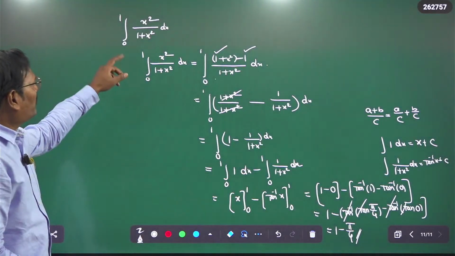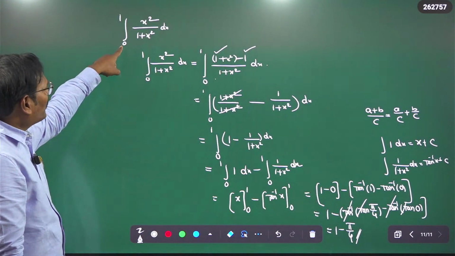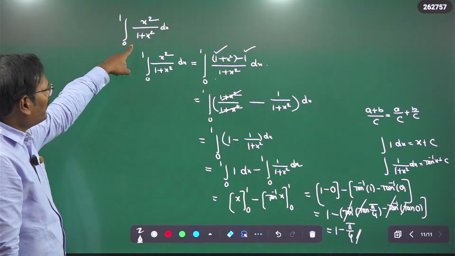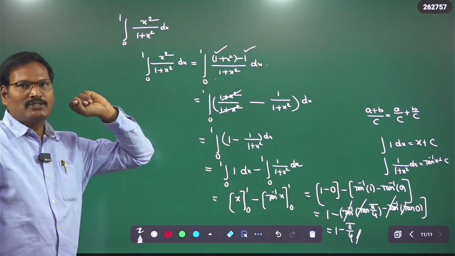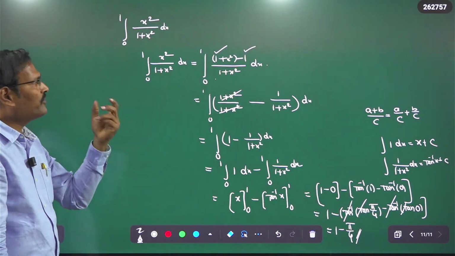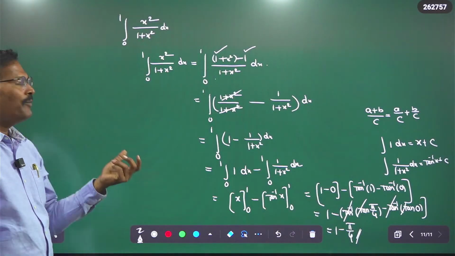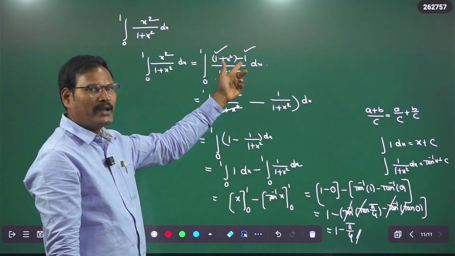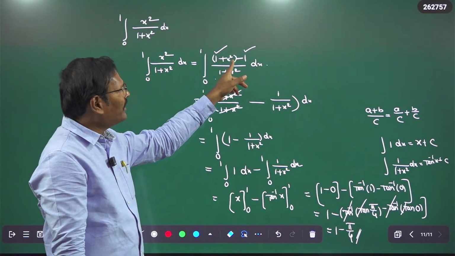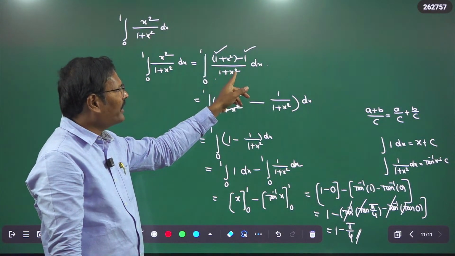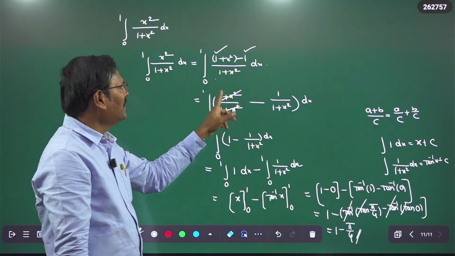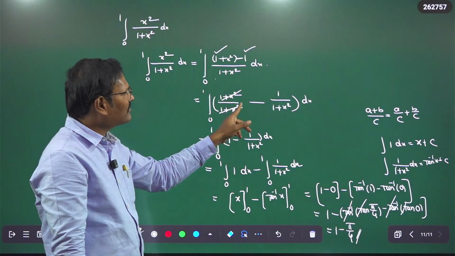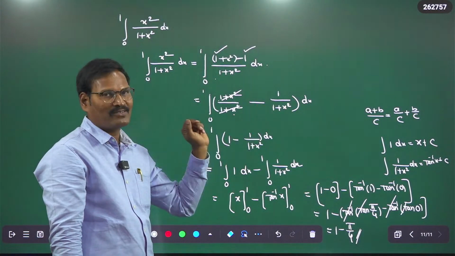So once again I am explaining the problem. Listen, here the problem is integral 0 to 1 x square by 1 plus x square dx. Actually here we cannot use any direct formula. That's why what I did here, I have added and subtracted 1 to the numerator. So 1 plus x square minus 1 by 1 plus x square, and then after I split it as 1 plus x square by 1 plus x square minus 1 by 1 plus x square.